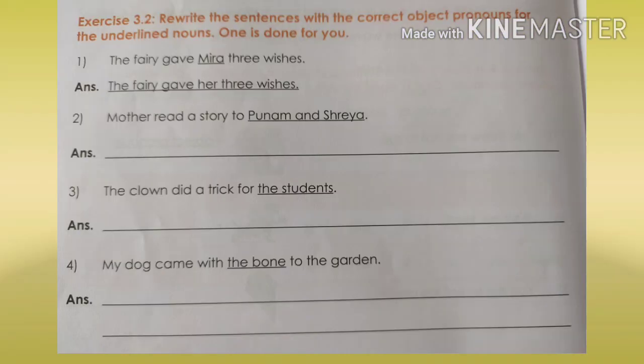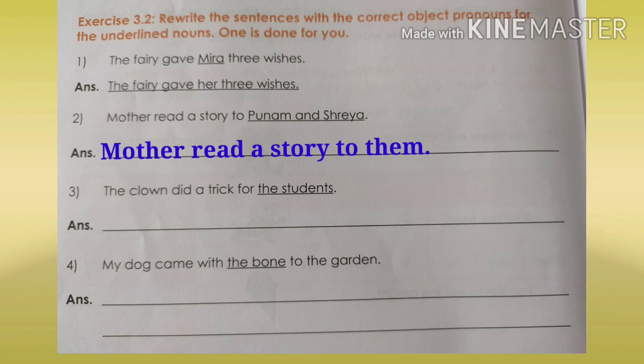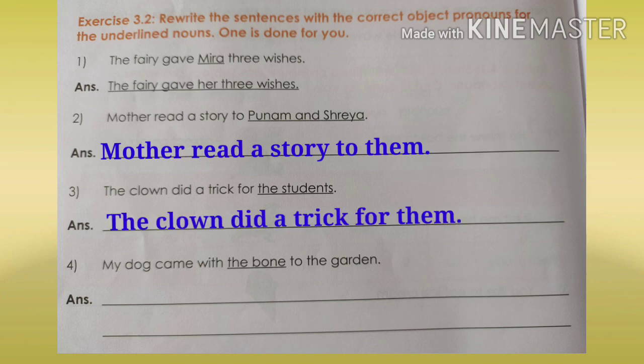Next exercise is 3.2. Rewrite the sentences with the correct object pronouns for underlined nouns. First example is already given there, so let's see the second example. Mother read a story to Poonam and Shreya. The answer is, mother read a story to them. Then third, the clown did a trick for the students. So the answer is, the clown did a trick for them.